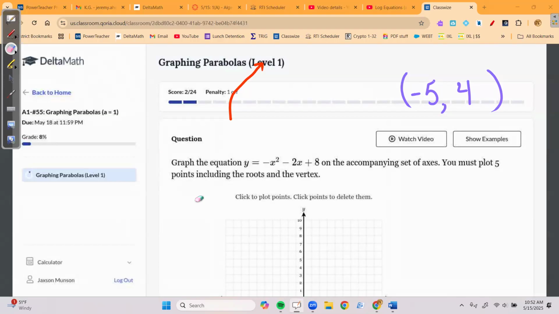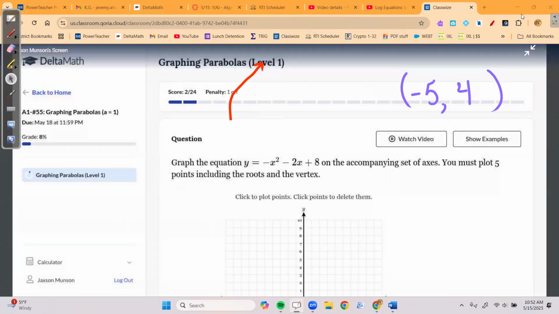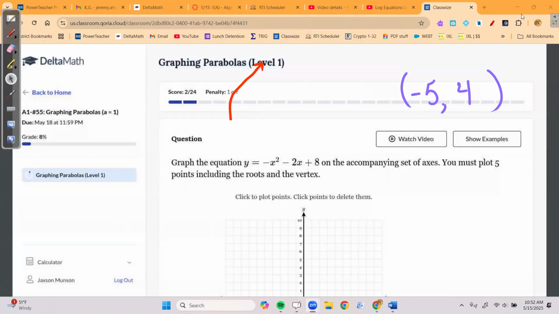In algebra 2, instead of just x, are you going to start adding numbers to the arm? Yes. Yes. All right, so we'll work on this some more on Monday. Got it?